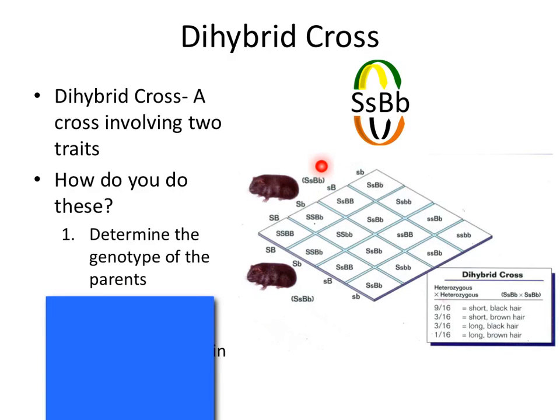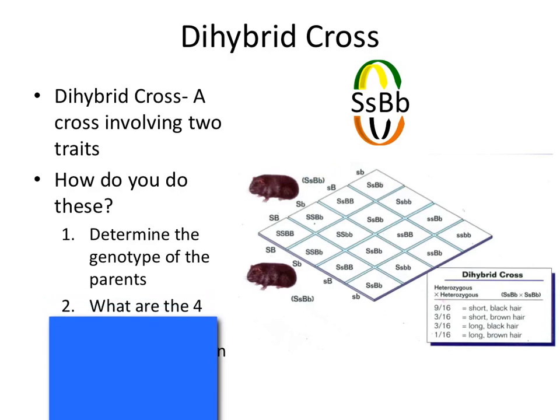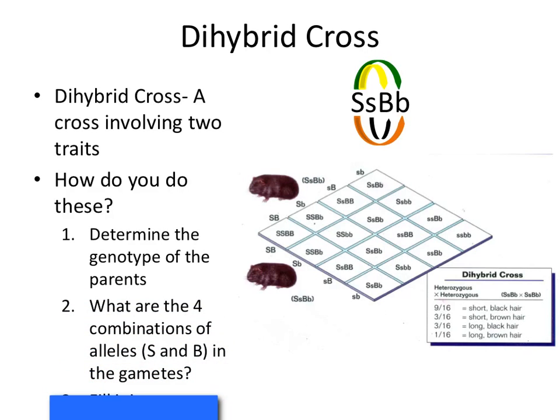Now, if I just told you that you had a guinea pig that was heterozygous for short hair and homozygous dominant for the hair color, then you might have to convert those words into the genotype letters. Next, and this is the part that can get a little bit confusing, you have to figure out the different combinations of gametes that you can make. What are the 4 different combinations of alleles, S and B, that you could possibly make?